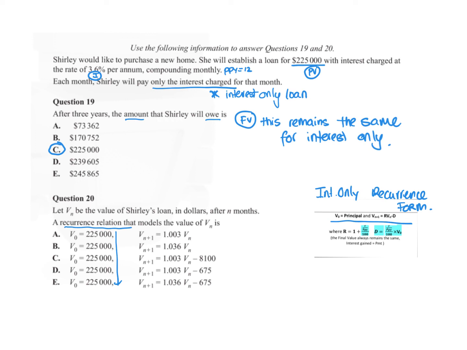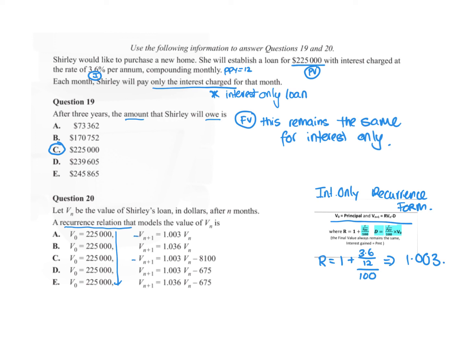Now, we're also going to have the R value, which we can work out. So the R is going to be 1 plus the rate, which is 3.6 over PPY, which is 12, over 100. And you're going to get what the rate is. So you'll get the rate to be 1.003. So if you look down there, there's two of them that have that, this one and this one.